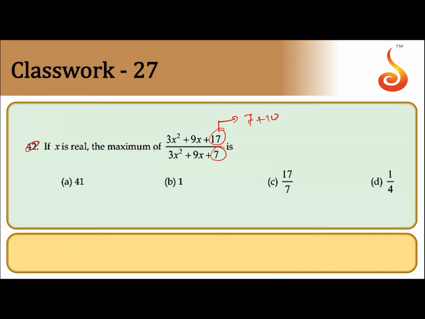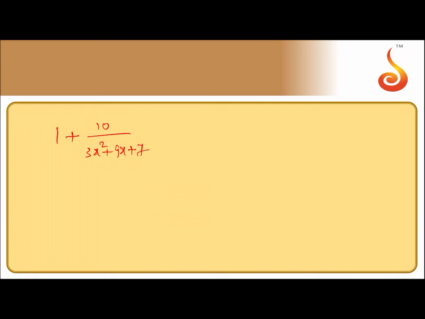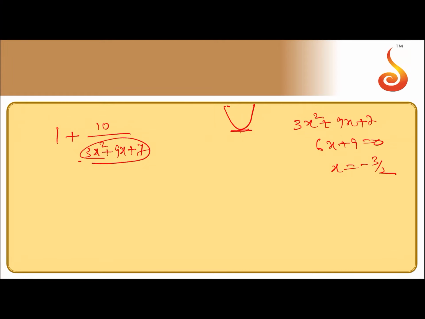3x square plus 9x plus 7, right? So now the maximum value is nothing but actually the minimum value of this denominator. This is geometrically a parabola, therefore it attains the minimum value where the derivative is equal to 0. So for 3x square plus 9x plus 7, the derivative is 6x plus 9, which is equal to 0, so x equals minus 3 by 2.